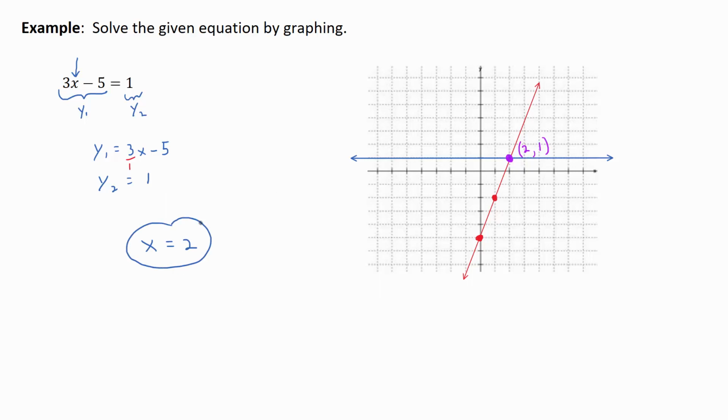Now, why does it work? Well, think about it. The left-hand side of the original equation is 3x minus 5. If you plug in 2, that produces a height value of 1. And of course, any x value you plug in to the second equation, y2, or just y equals 1, doesn't matter because there's no x to plug into. Any x value you plug in produces a height value of 1. And so the input of 2 on either side produces the same output value. Therefore, 2 has to be the solution.